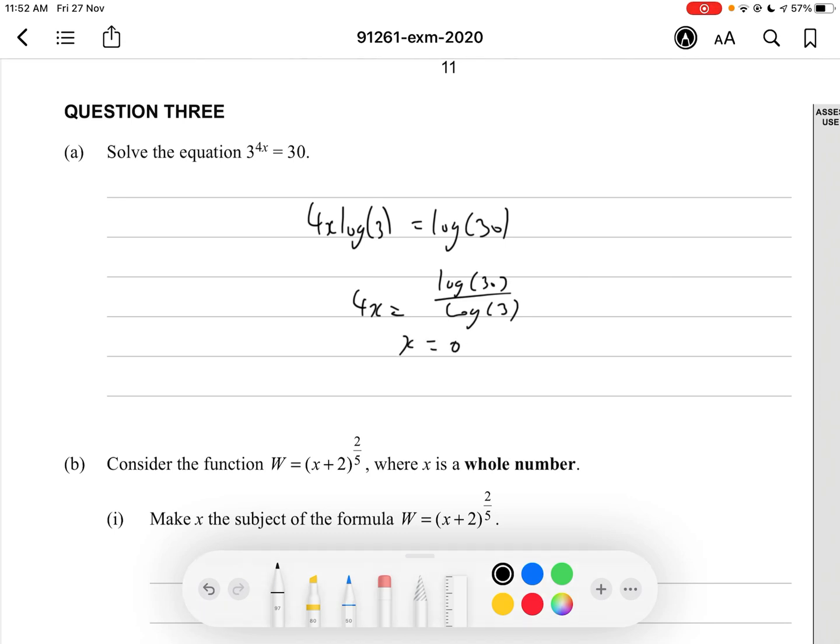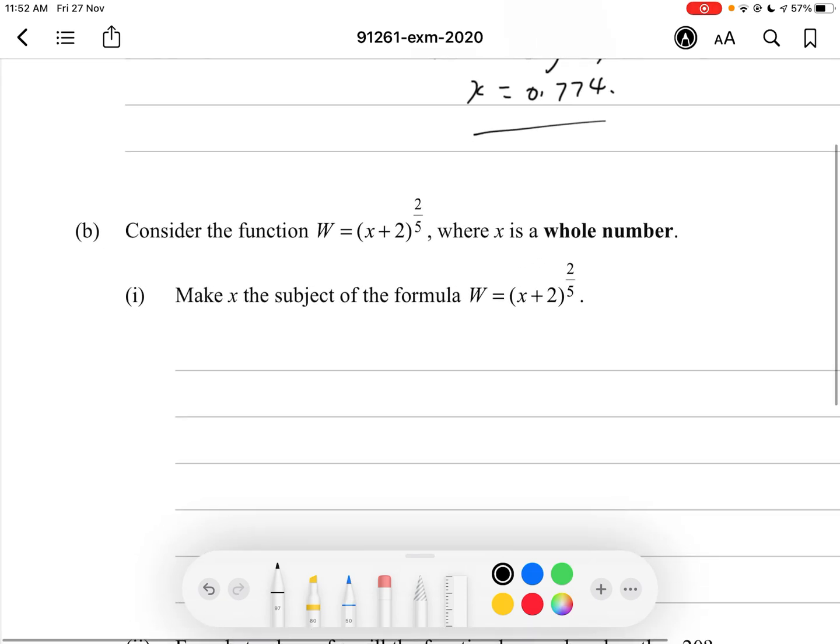So therefore, x equals 0.774. That's our final answer there. Question B, consider, that's achieved. That's an achieved for sure.